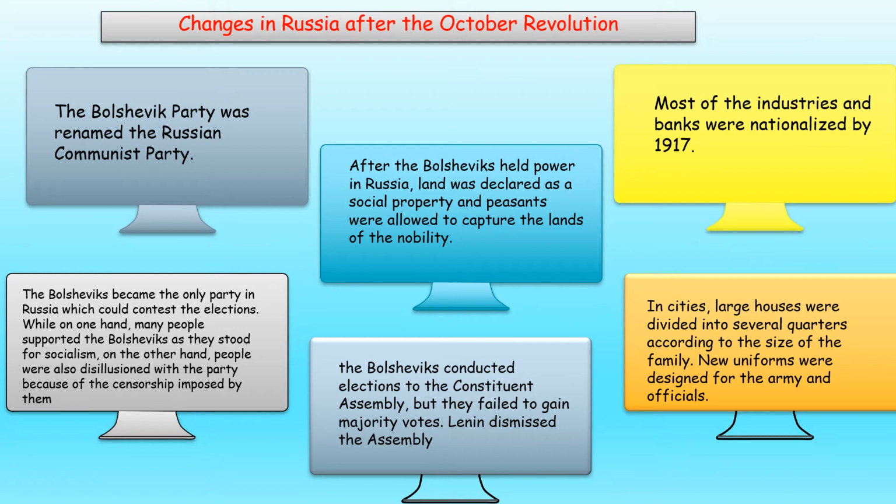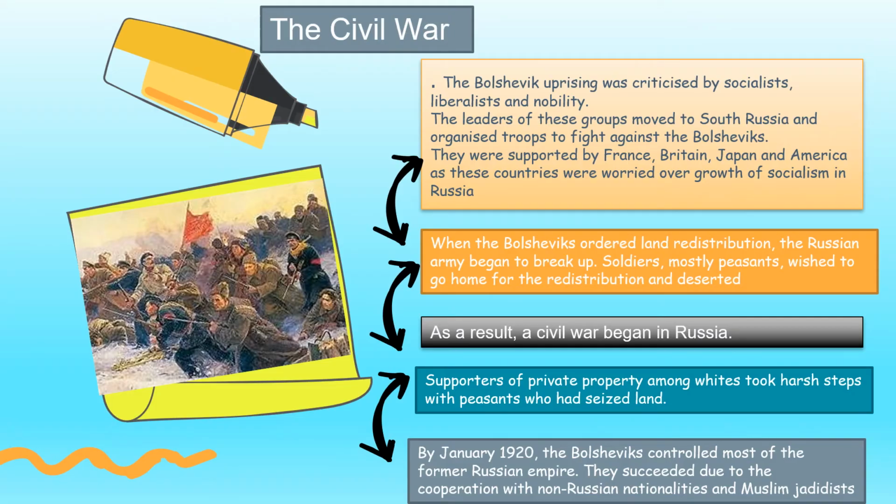While on one hand, many people supported the Bolsheviks as they stood for socialism, on the other hand, people were so unhappy with the party because of the laws enforced, especially the censorship law. When the Bolsheviks decided to redistribute the land, the Russian army began to break down. Soldiers, who were mostly peasants, wanted to go back to the village and lead a normal life.